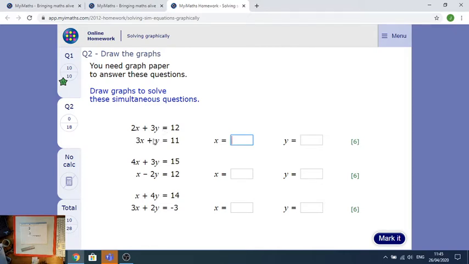So the first one, 2x plus 3y equals 12. I'm just going to write that down on my pad. 2x plus 3y equals 12, and 3x plus y equals 11. So I've got to find a value of x and y that works in both of those. I'm going to go to my pad now.